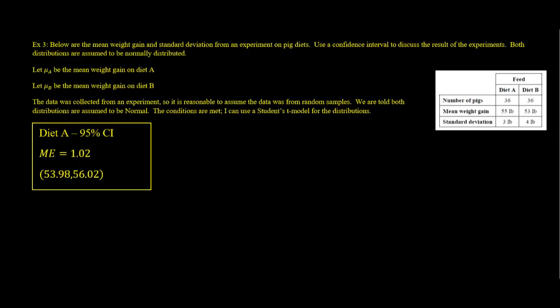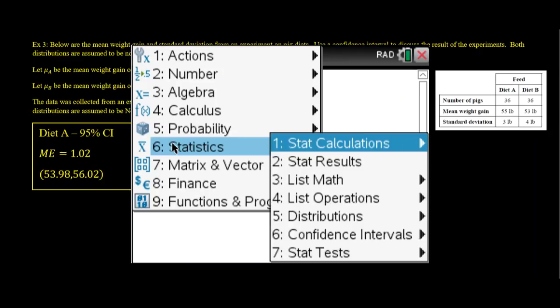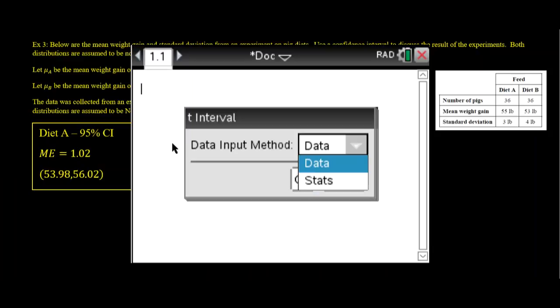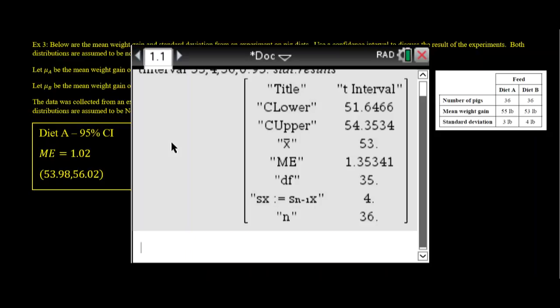Let's take a look at diet B now. Same thing, go to a confidence interval, a t-interval, statistics, plug in our information there from our box. So x bar is 53, standard deviation is 4, and sample size 36, 95% confidence interval. 95% confident that diet B weight gain is between 51.6 and 54.4 pounds.